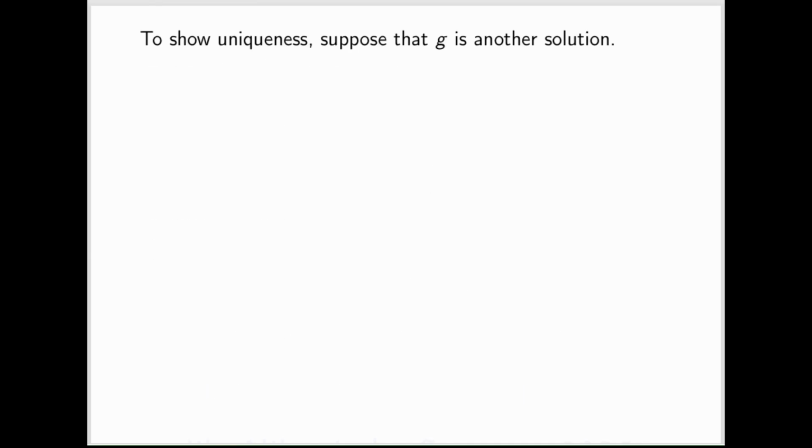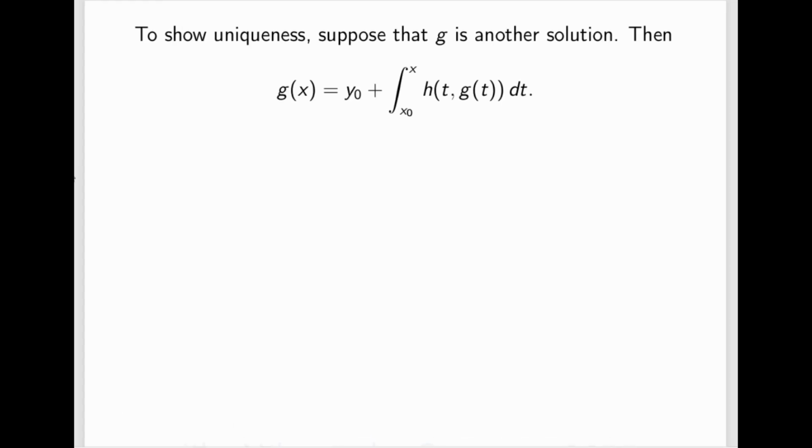To show uniqueness, suppose that g is another solution. Then g has to satisfy the integral form of the ODE. That is, g of x should be equal to y0 plus the integral from x0 to x of h of t and g of t dt.